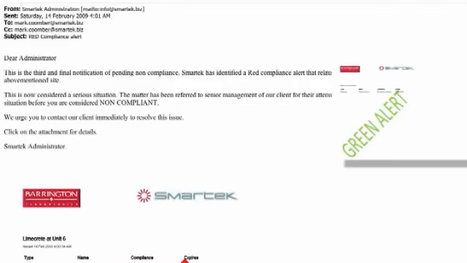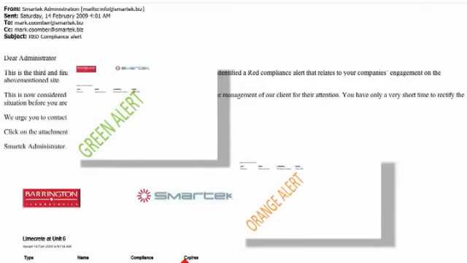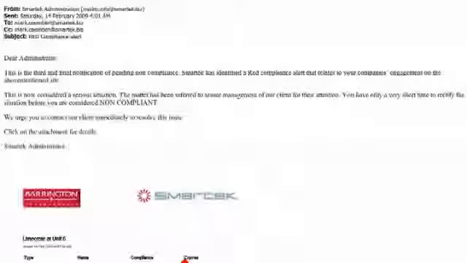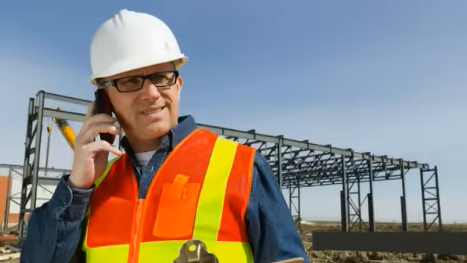A red alert means that the issue is becoming critical. The contractor, or to whomever the compliance applies to, has failed to rectify a compliance issue following two previous alerts. The most important point is that even with a red alert, there is still no non-compliance.